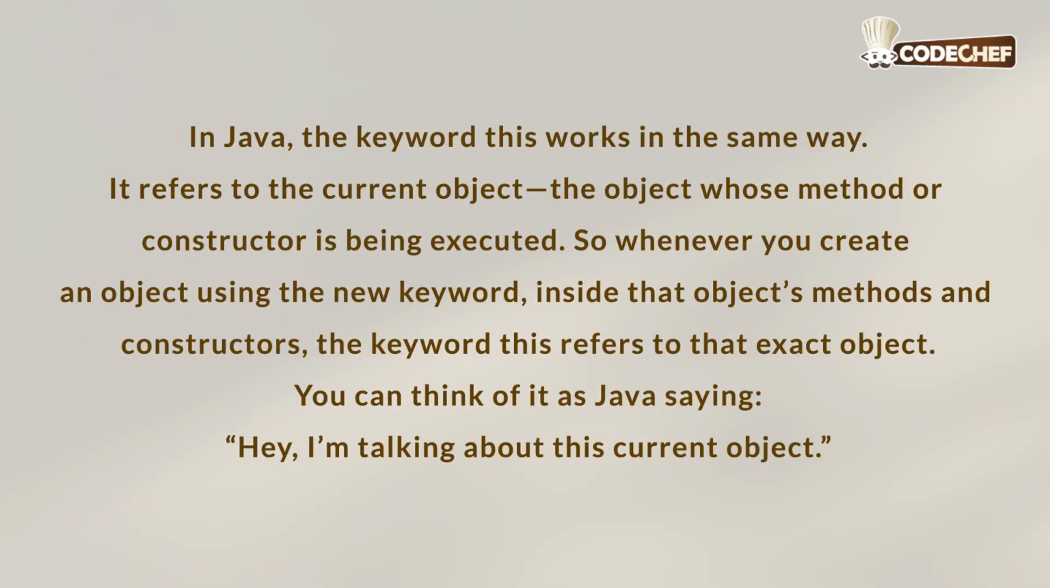Now in Java, the keyword this works in the same way. It refers to the current object, the object whose method or constructor is being executed. So whenever you create an object using the new keyword, inside that object's methods and constructors, the keyword this refers to that exact object. You can think of it as Java saying, hey, I'm talking about this current object.